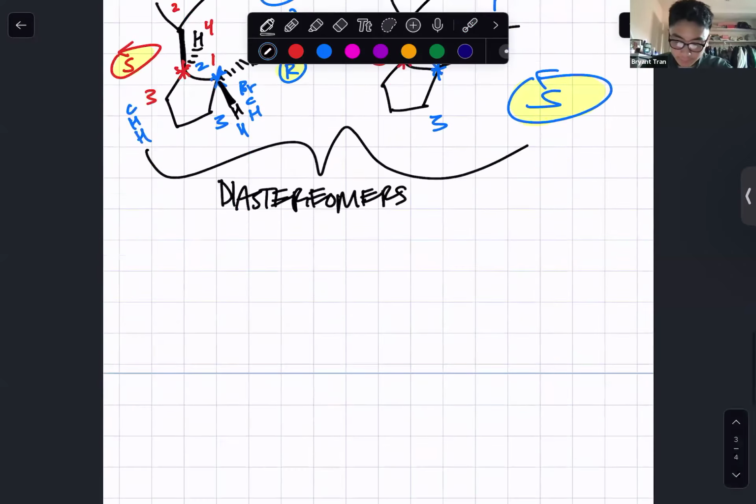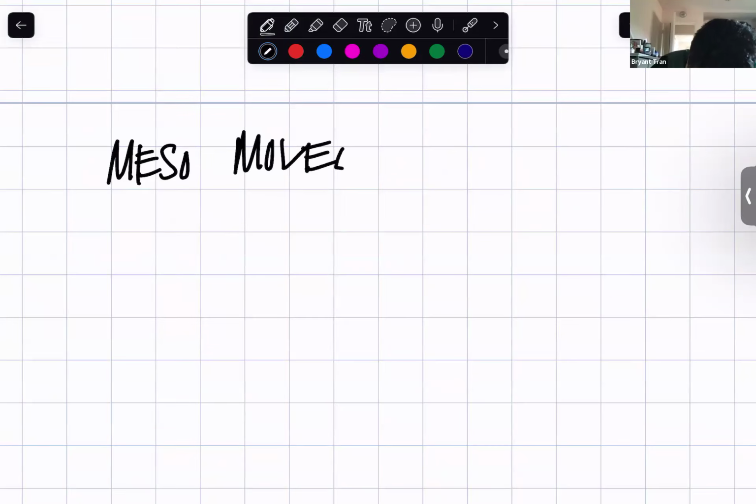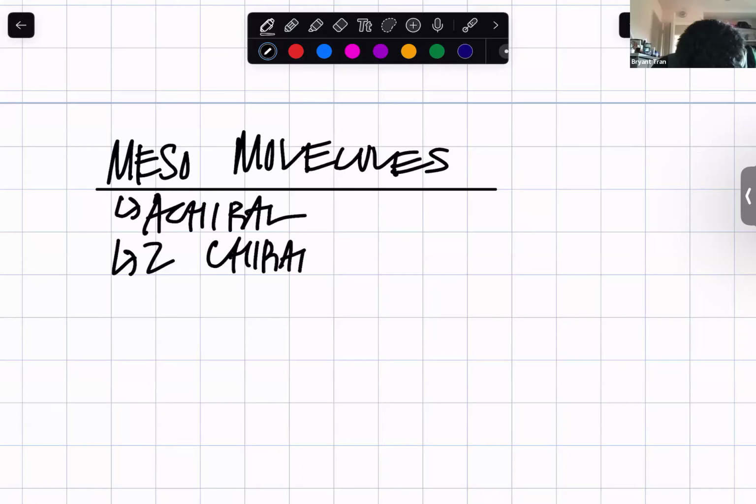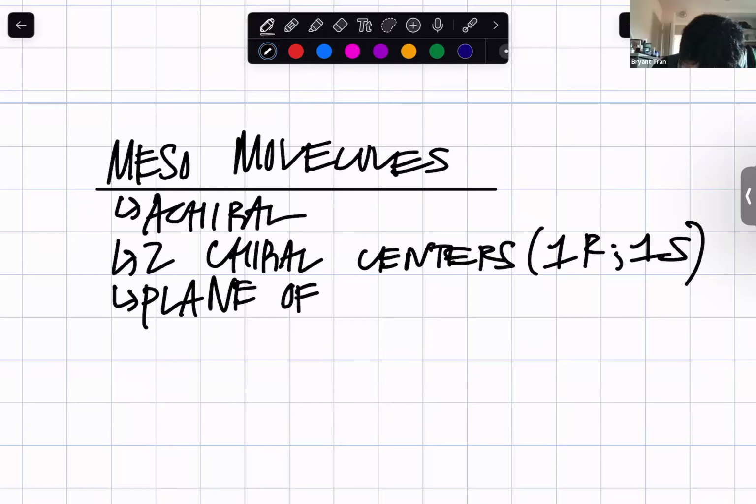Okay. So now the other thing that I want you to know about are meso molecules here. Okay. So meso molecules are going to be achiral, right? They're going to have two chiral centers, usually one R and the other one would be S. And the important thing here about meso molecules is that they have a plane of symmetry.